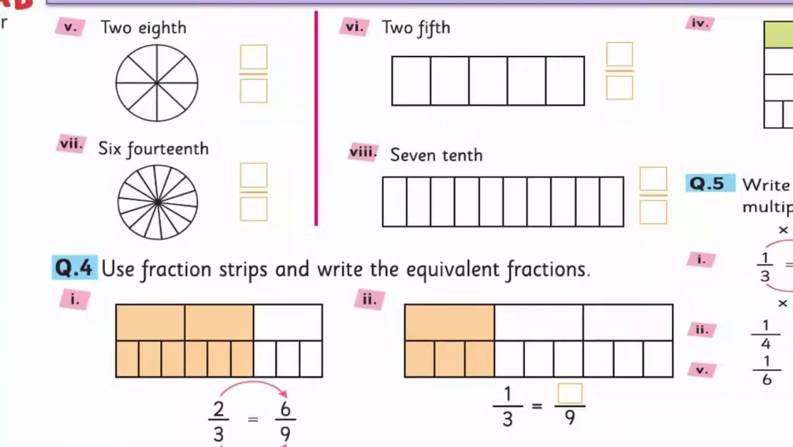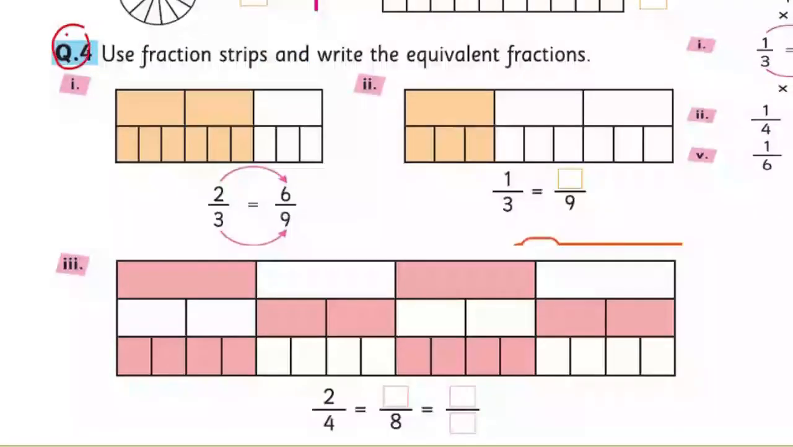Complete these parts of question number 3 at your home. You have to complete these parts in your textbook and then send the textbook to your teacher for checking. In question 4, what you have to do? Use fraction strips and write the equivalent fractions.